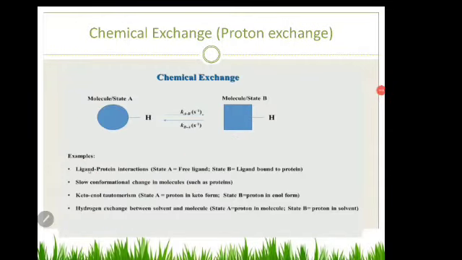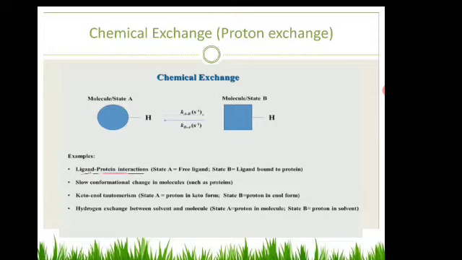Let us see what are the examples of this chemical exchange. The very first one is ligand protein interactions. Here, state A could be considered a free ligand and state B a ligand bound to the protein. For example, you can take a proton which is in a free state, and in the second case it is bound. Or it could be a slow conformational change in a molecule.